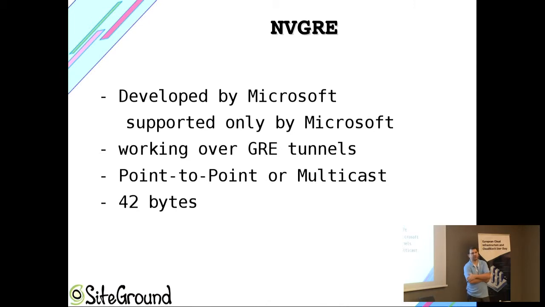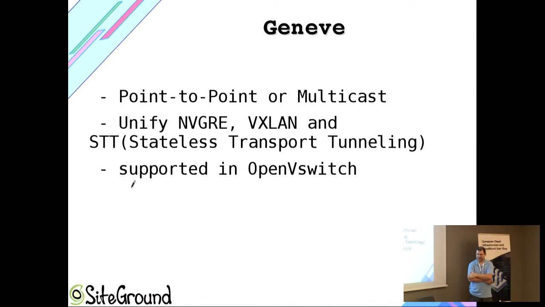NVGRE is similar to VXLAN, but the idea there is to create GRE tunnels and route the traffic over them. The problem with this is that it's only supported by Microsoft, as far as I know. But it works on Azure, so I have read a few articles about this. The overhead there is only 42 bytes.